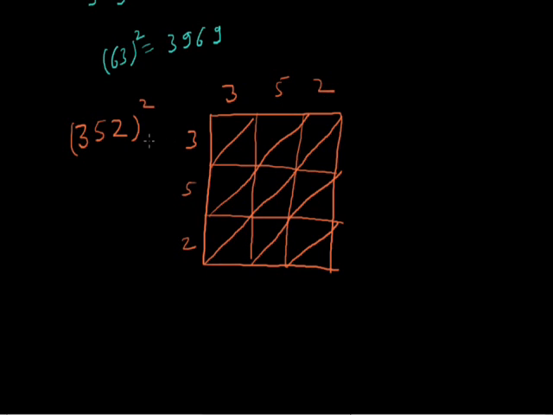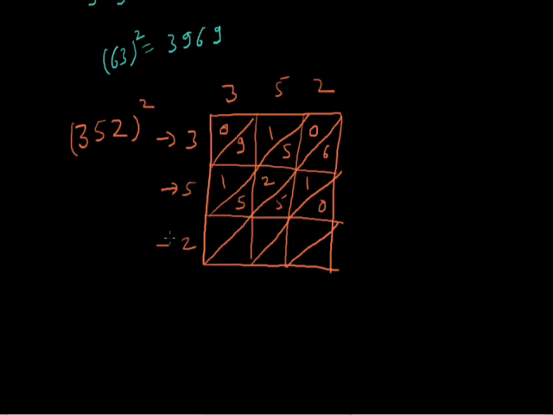Now I multiply 3 with 3. 3 multiplied by 3 is 9, and for a single digit the 2-digit representation is 09. Now 3 into 5 is 15, so I write 1, 5. 3 into 2 is 6, again a single digit, so we write 0, 6. Now 5 multiplied by 3, I get 15. 5 multiplied with 5, I get 25. 5 multiplied by 2, I am getting 10.